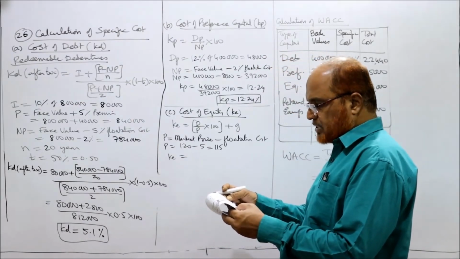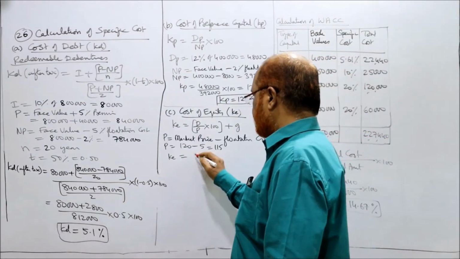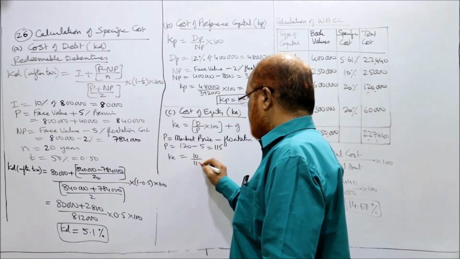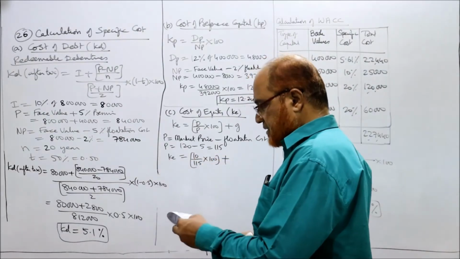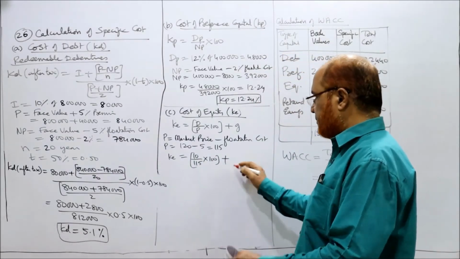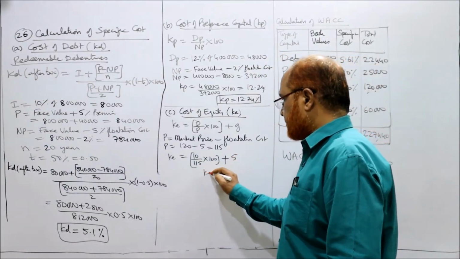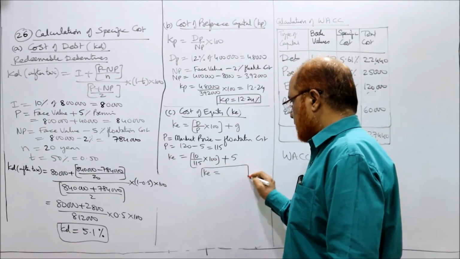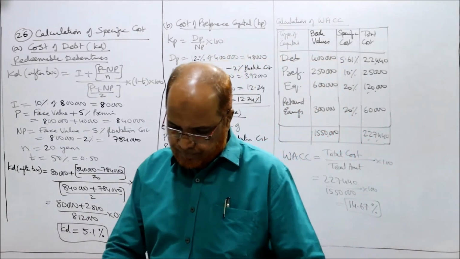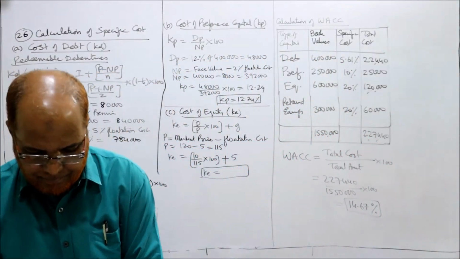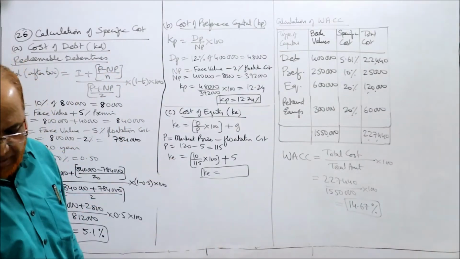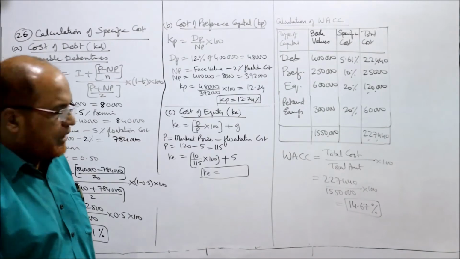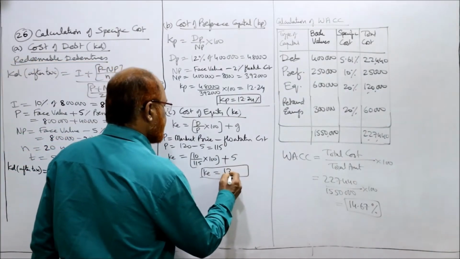So KE is equal to dividend divided by market price plus growth rate. How much is the dividend? Expected dividend is 10 rupees, market price 115, plus growth rate 5%. So KE is equal to 10 divided by 115 into 100 plus 5, which is 13.7%.